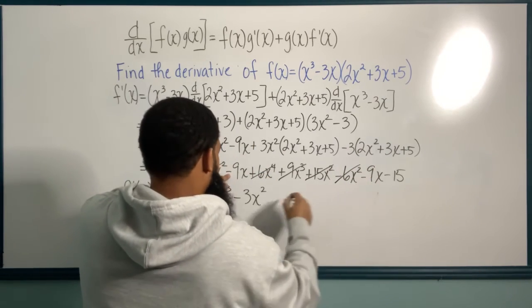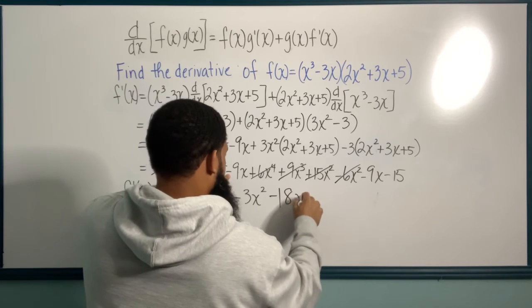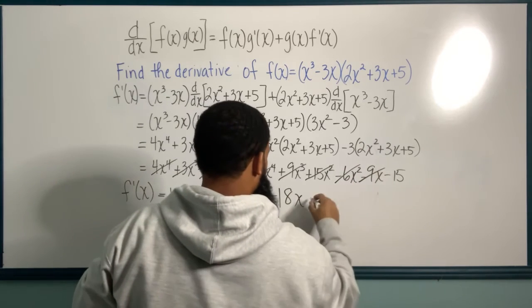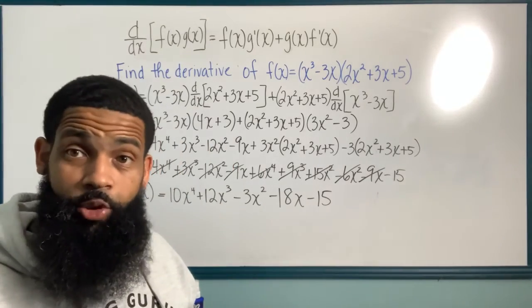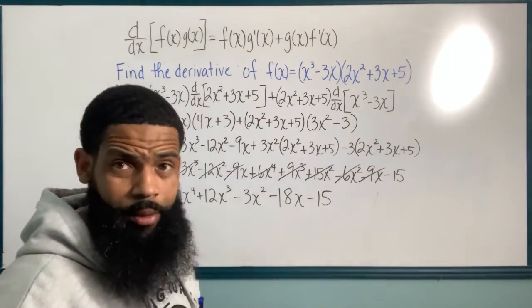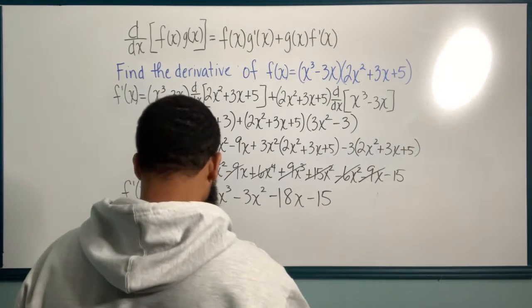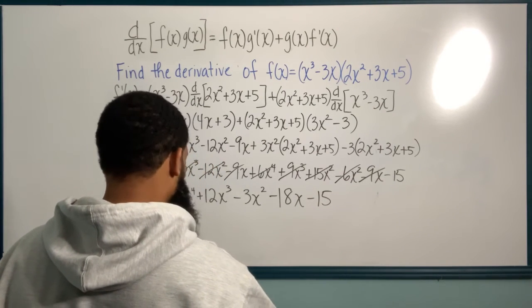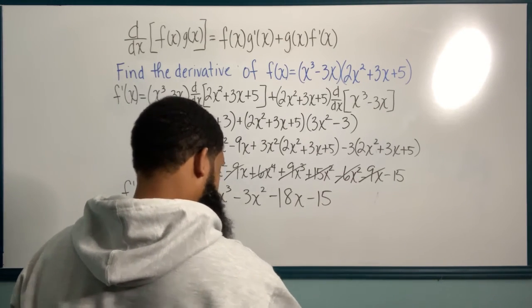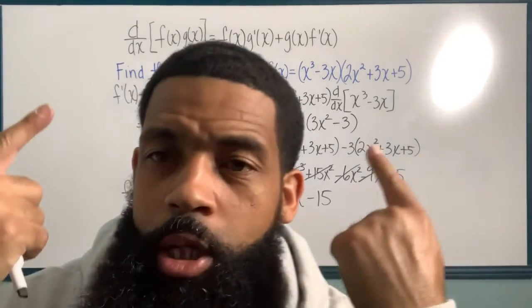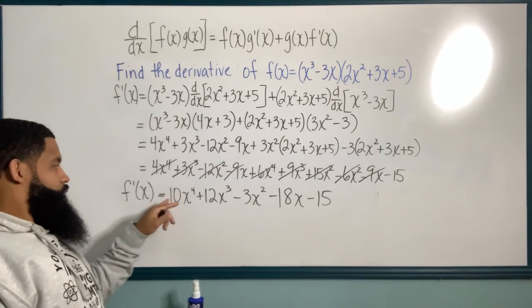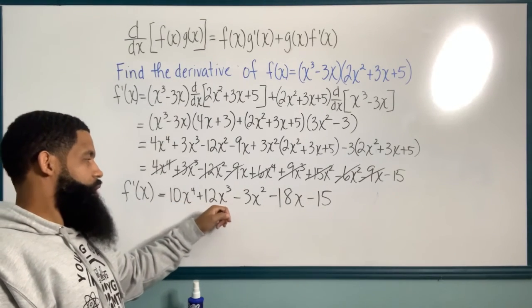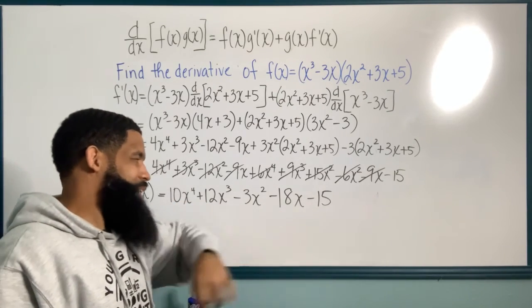Minus 9x minus 9x is minus 18x. Boom, boom, and then minus 15. And I'm going to double check my notes to make sure this is right, because I can't be giving y'all the wrong information. 10x to the fourth plus 12x to the third minus 3x squared minus 18x minus 15. That is correct, though. The derivative is f prime of x is equal to 10x to the fourth plus 12x cubed minus 3x squared minus 18x minus 15.